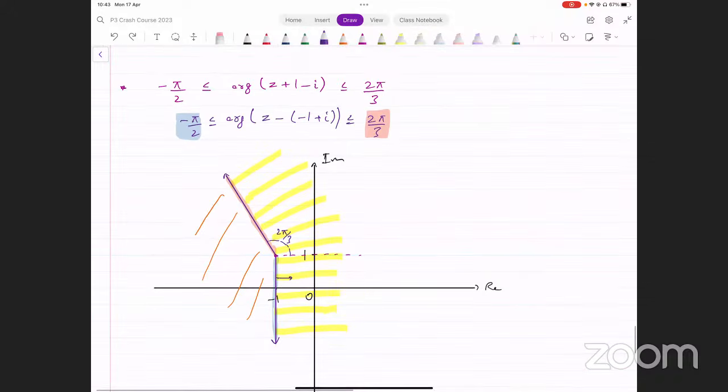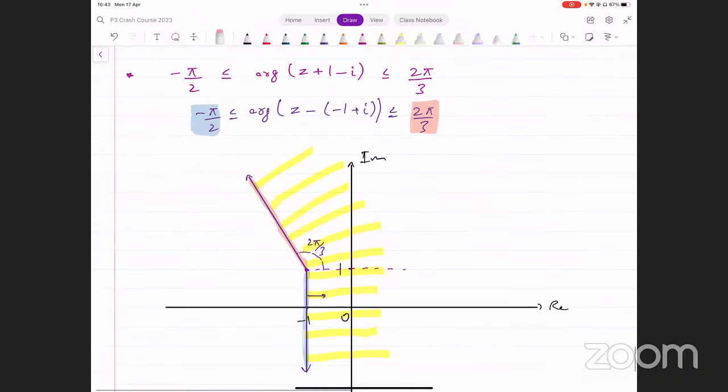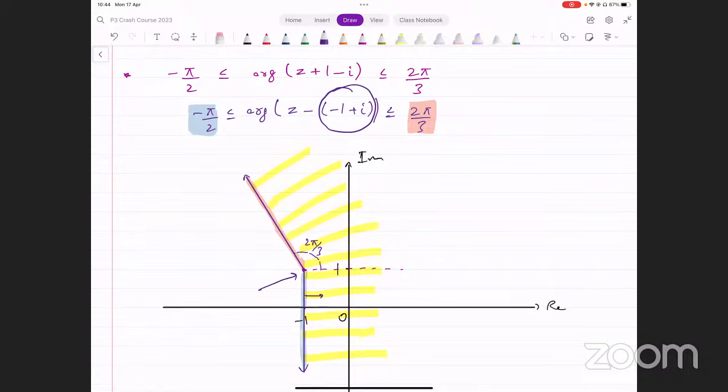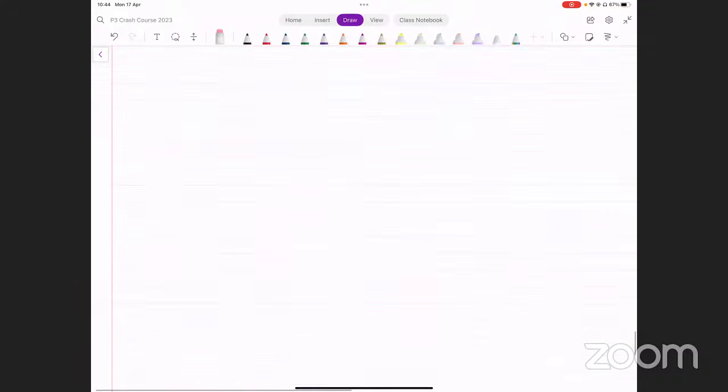Then we also looked at what happens if you have to find the region which is described using an inequality like this. It says argument of z from minus 1 plus iota. So this is the reference point that you have, minus 1 plus iota. The argument from this point should be between 2 pi over 3 and minus pi over 2. You draw those two lines and then shade the region between those two lines. And that gives you the locus that you're looking for. So these were all different cases that we did in the last session.